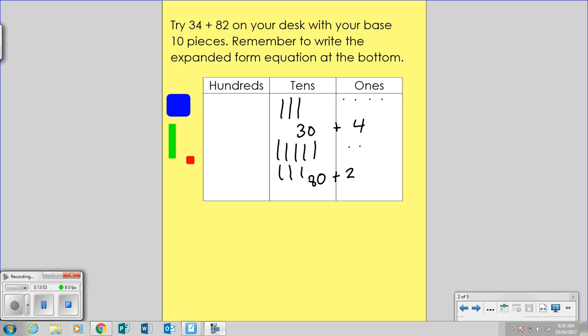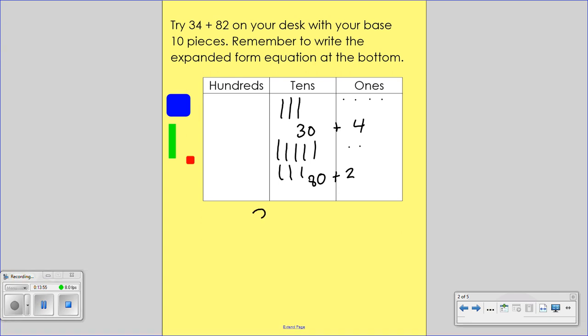Again, what we're learning about is called expanded form addition. I expand out my numbers, which is really easy once you make them with base 10 pieces because they're already expanded. Notice I'm keeping my tens together in one column and my ones together in one column, just like I would in my base 10 chart. Okay?